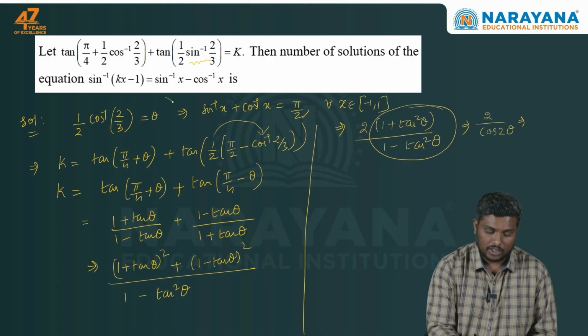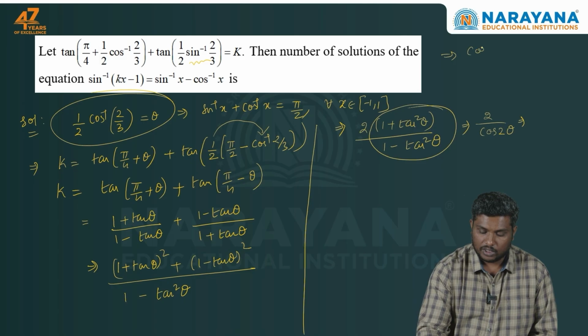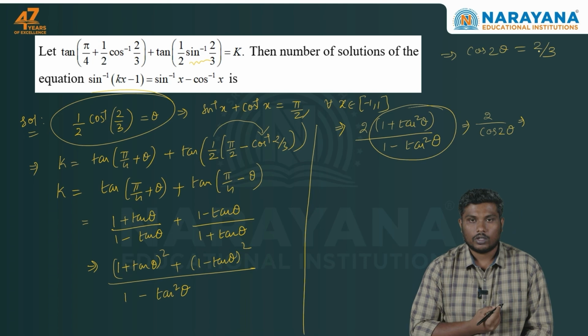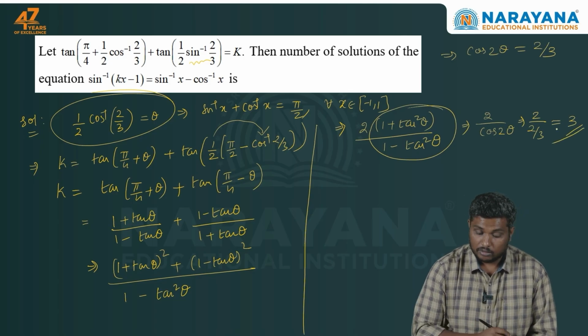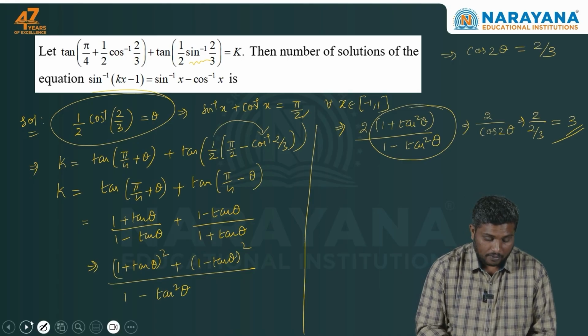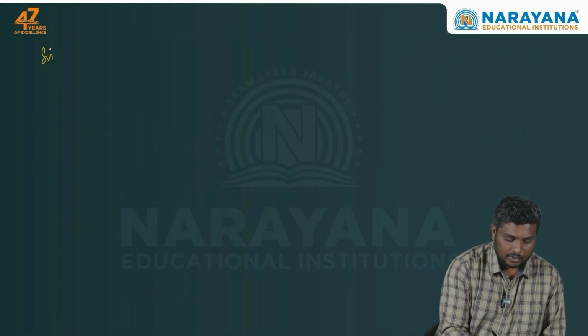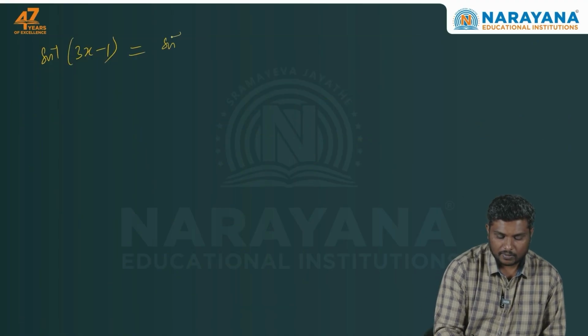So what is cos 2 theta? I have something here. So guys, from this can I write cos 2 theta is equal to 2 by 3. Cos 2 theta is equal to 2 by 3. So 2 by 3 should be equal to 3. So yeah, this is the value of k. Fine. We got the value of k. Now he is asking the number of solutions for sin inverse (3x minus 1) is equal to sin inverse x minus cos inverse x.